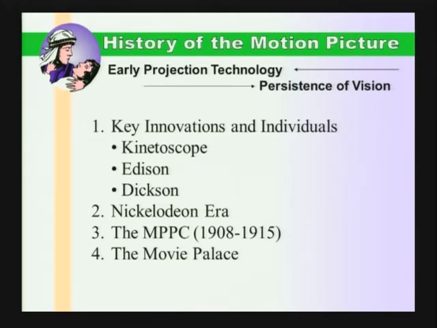Understand the key innovations and the individuals involved. Recognize what a kinetoscope is. Know who Edison was and his pal, sort of, Dixon. Rivals, actually. Nickelodeon era. The beginnings of that is the beginnings of the movie theaters. The MPPC, which is the Motion Picture Patents Corporation, which is the Edison's group, which we'll talk about in a moment, and the development of the huge movie palace, a place of fantasy where you can go to watch movies.